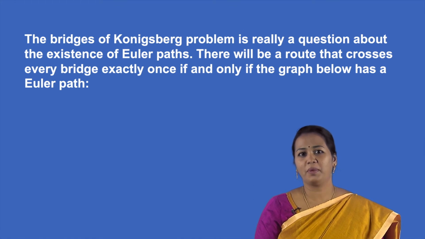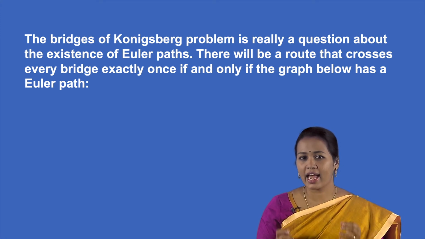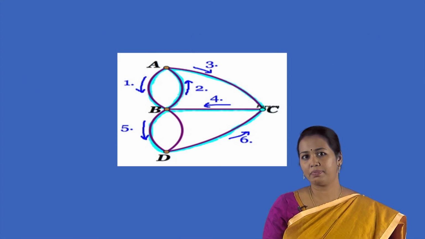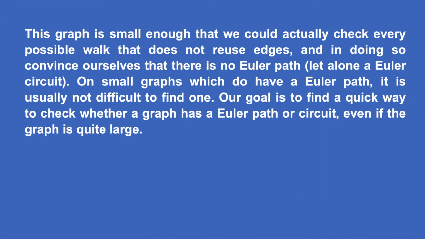The bridges of Königsberg problem is really a question about the existence of Euler paths. There will be a route that crosses every bridge exactly once if and only if the graph given has an Euler path. You can see the graph displayed on the screen and you can see that it is a multigraph, meaning that there is more than one edge connecting some pairs of vertices. The graph is small enough that we could actually check every possible walk that does not reuse edges, and in doing so we can convince ourselves that there is no Euler path, let alone an Euler circuit. On small graphs which do have an Euler path, it is usually not difficult to find one. Our goal is to find a quick way to check whether a certain graph has an Euler path or circuit, even if the graph is quite large.